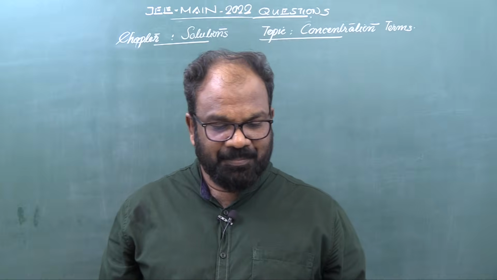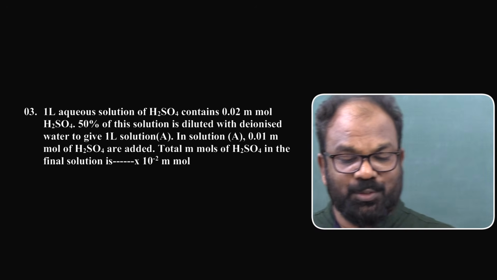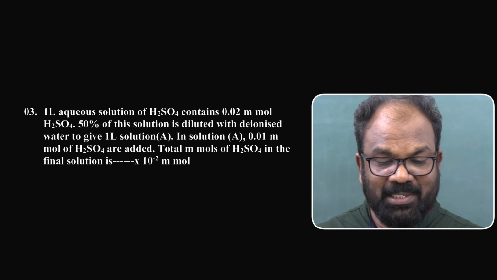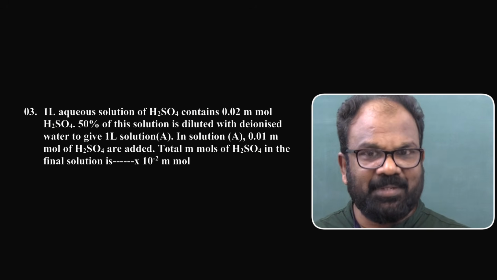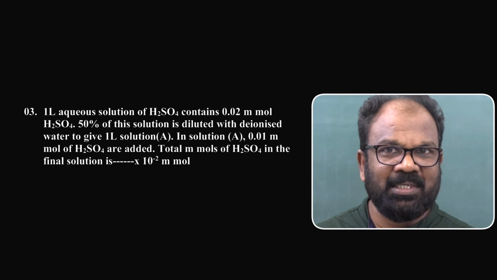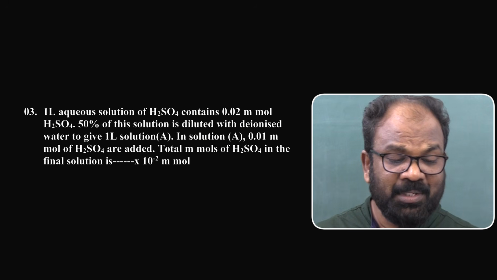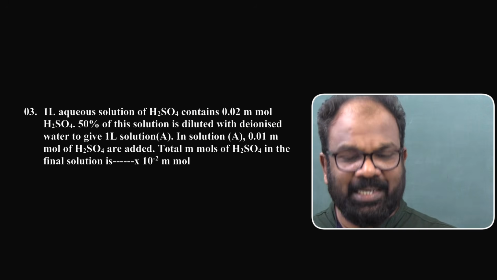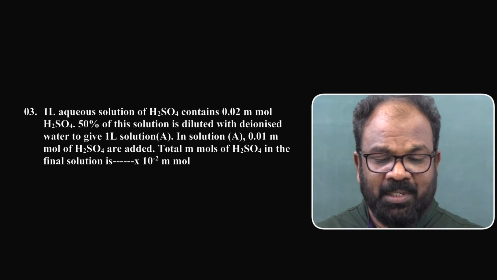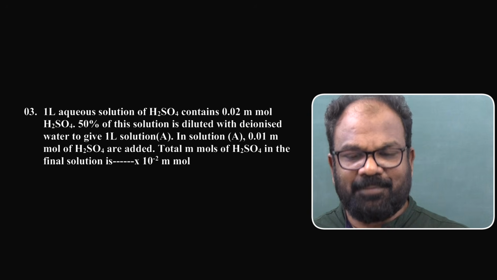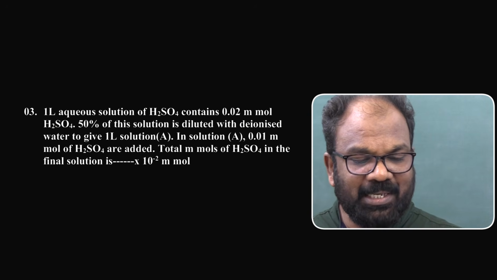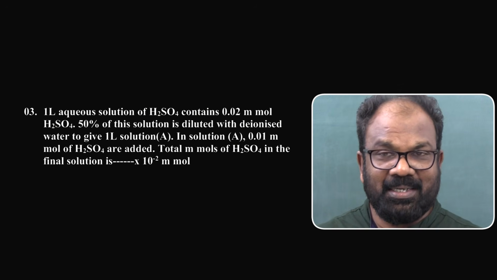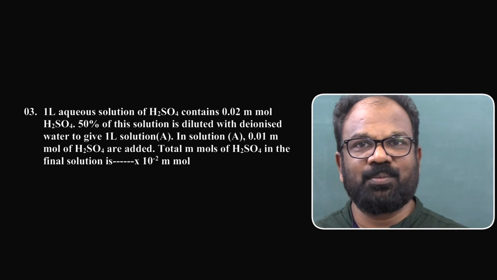Then the third question. 1 liter of solution of H2SO4 contains 0.02 millimole of H2SO4. 50% of this solution is diluted with deionized water to give 1 liter solution A. In solution A, 0.01 millimole of H2SO4 are added. Then total millimoles of sulfuric acid in the solution is dash into 10 raised to minus 2 millimole.